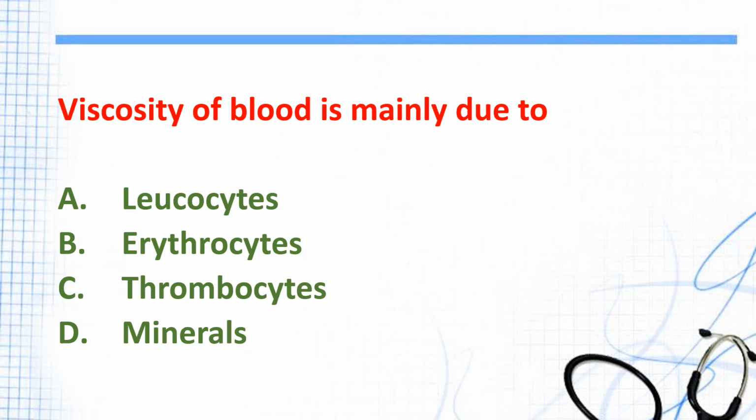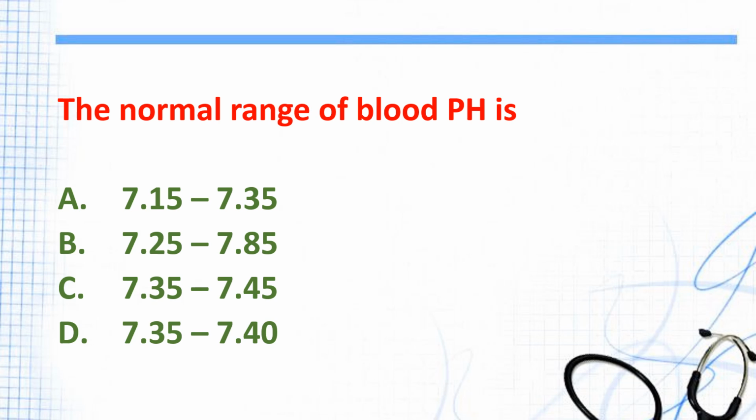Fibrinogen. Viscosity of blood is mainly due to A. Leukocytes, B. Erythrocytes, C. Thrombocytes, D. Minerals. And the answer is B. Erythrocytes. The normal range of blood pH is A. 7.15 to 7.35, B. 7.25 to 7.85, C. 7.35 to 7.45, D. 7.35 to 7.40. And the answer is C.